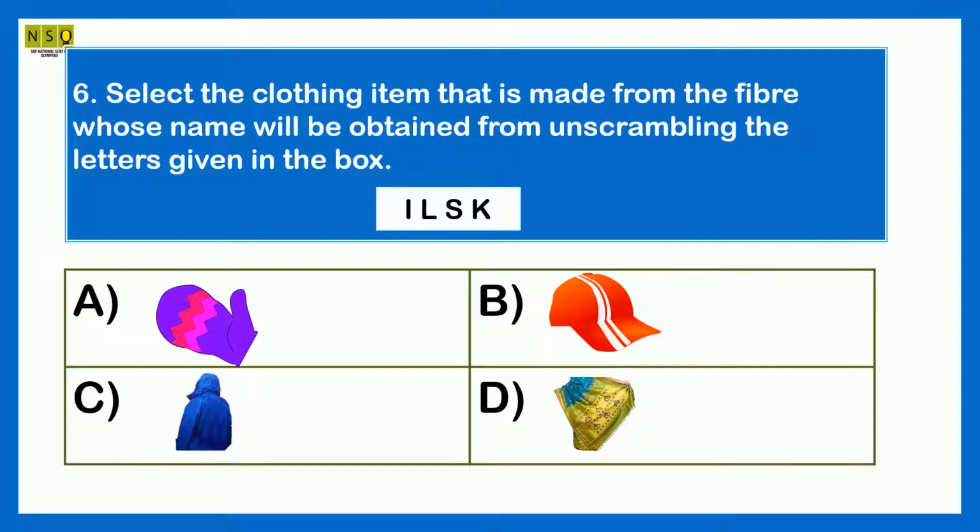Select the clothing item that is made from the fiber whose name will be obtained from unscrambling the letters given in the box. ILSK. Option A, gloves. Option B, cap. Option C, raincoat. Option D, silk sari. So when we unscramble the letters given in the box, we get silk. So the clothing item that is made from silk is silk sari. Option D.